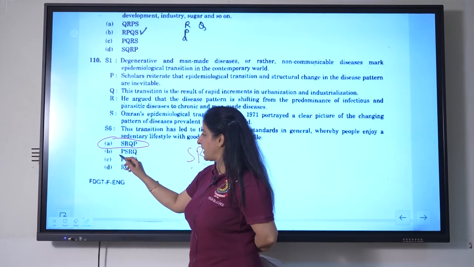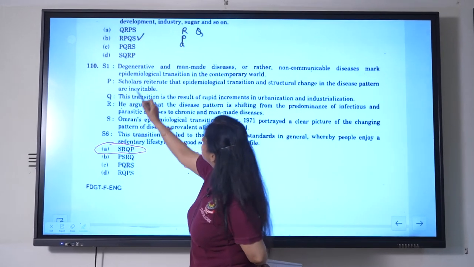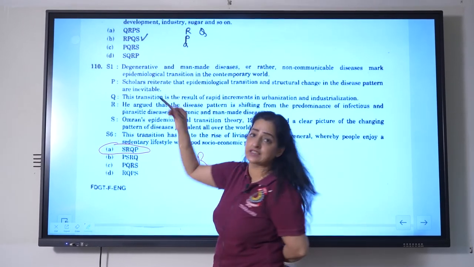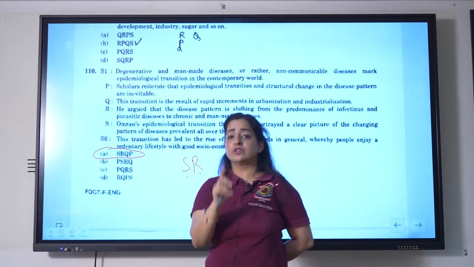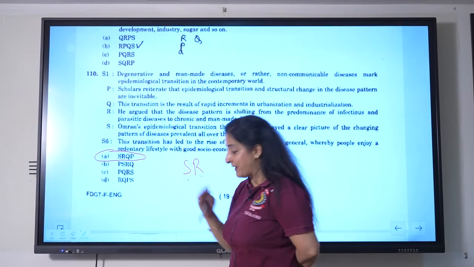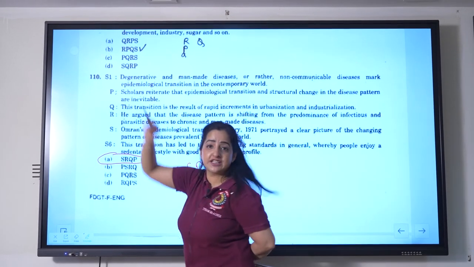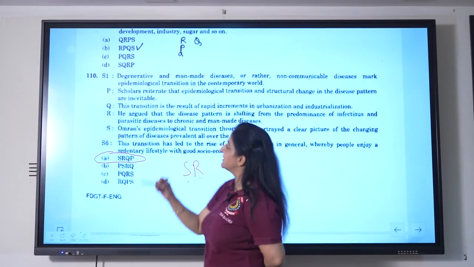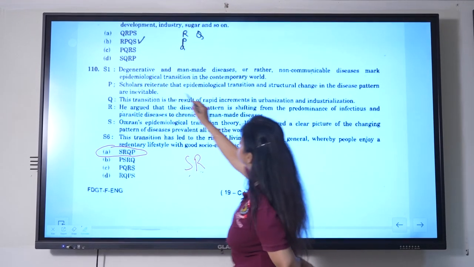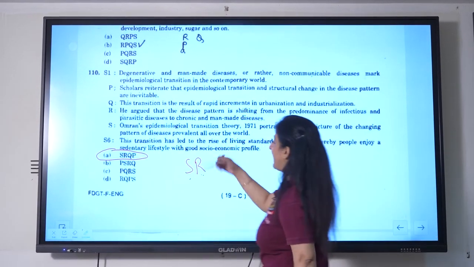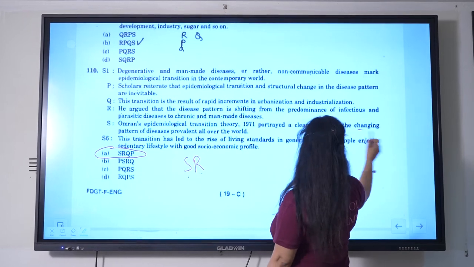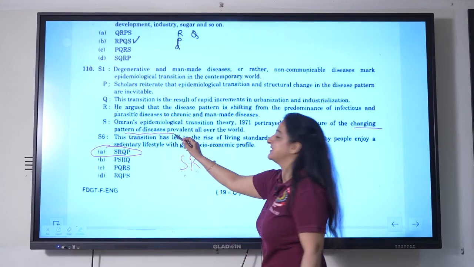Moreover, why not bravo, why not P? Because this P says scholars reiterate, ka matlab hota hai dohrana us baat ko. To jab pehli baar bolenge tabhi to dohraenge. So you cannot use this P right away after S1. Right, so you have to talk about this, the pattern thing, no? Portrait of the changing pattern of diseases.